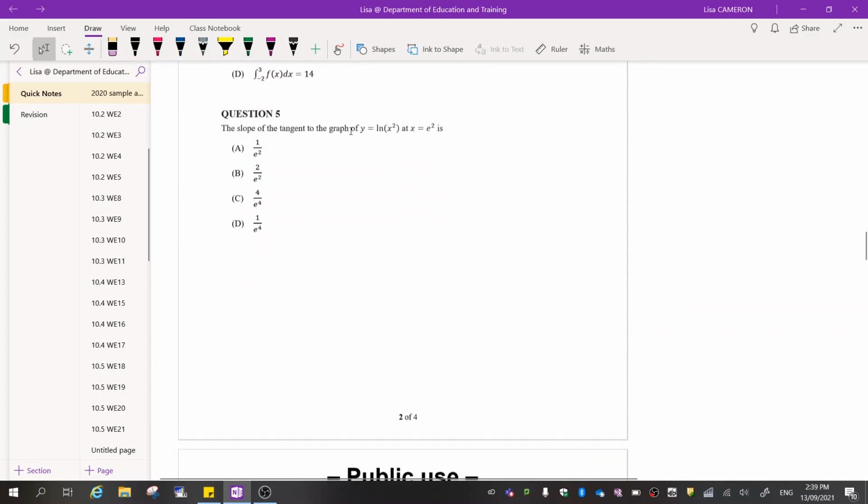Okay, next one, the slope of the tangent to this graph at x equals e to the power of 2. So all I have to do is take the derivative of this function. When I've got an ln function, we just take the derivative of whatever's in the bracket. So the derivative of x squared will become 2x over x squared, meaning that this will cancel out this, and I'll be left with 2 over x. Then I can substitute x equals e to the power of 2. So this will be 2 over e squared, like that. So that matches up with B.